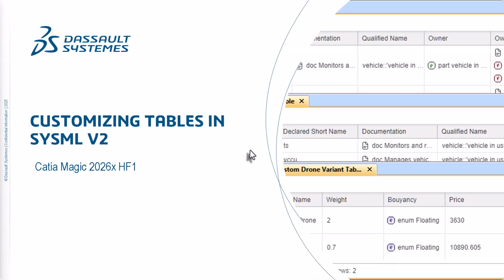So today we're going to be talking about one of the coolest parts of our tool, and that is generic tables. This was very popular in our SysML v1 tool, and many people are asking questions about what tables look like in SysML v2. I just want to caveat this with the specification is still being worked on for this particular topic, so some of this is subject to change. But we do have a capability of customizing tables in SysML v2 in CATIA Magic 26x hotfix 1.